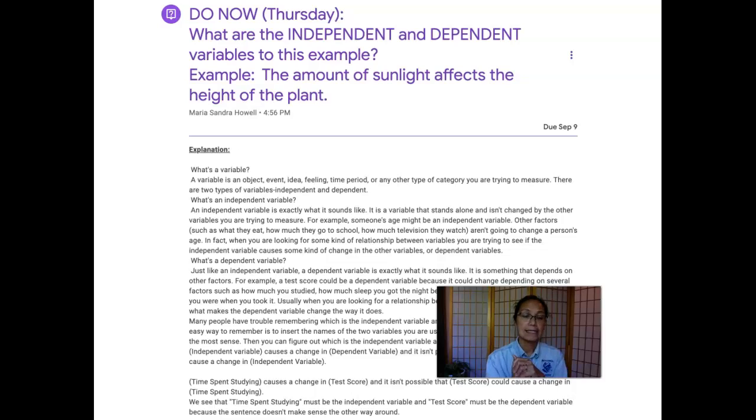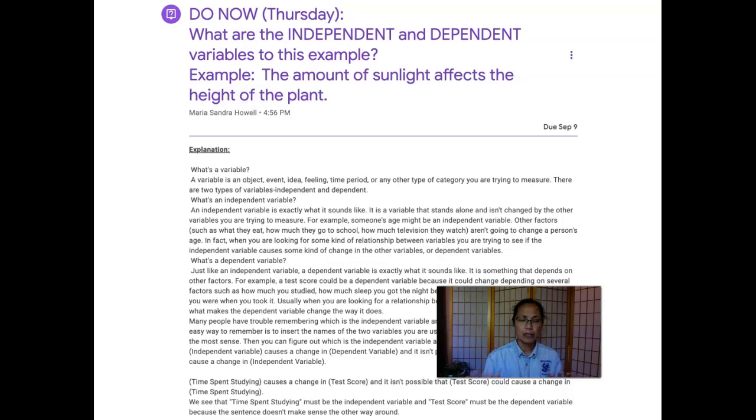For example, a test score could be a dependent variable because it could change depending on several factors such as how much you studied, how much sleep you got the night before you took the test, or even how hungry you were when you took it. Usually when you're looking for a relationship between two things, you're trying to find out what makes the dependent variable change the way it does.